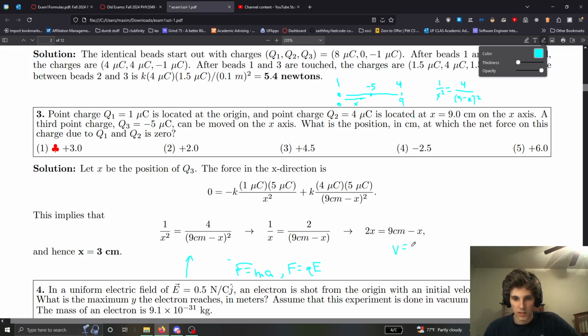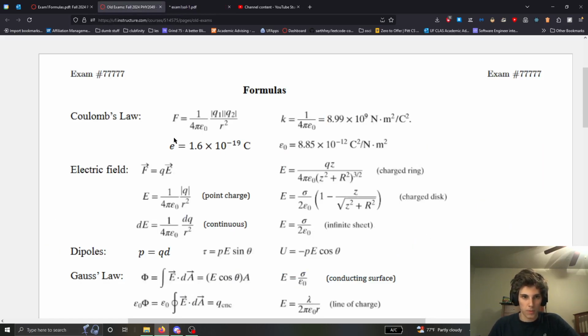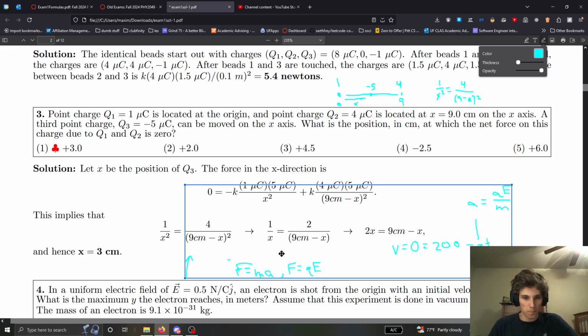So velocity is 0 at the time where, well, we start with 200 velocity, and we're decreasing by an acceleration times the time. What is our acceleration? Well, if we combine these two formulas, we can get that acceleration is equal to charge times electric field over mass. Charge of an electron, 1.6 times stuff I don't care about, times 0.5 divided by 9.1.